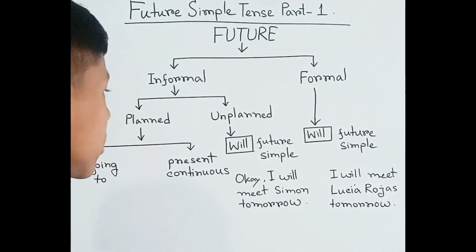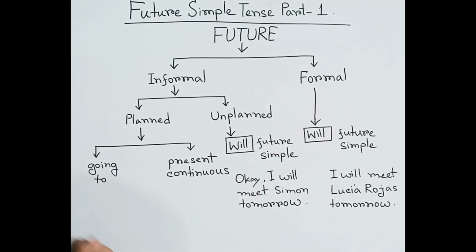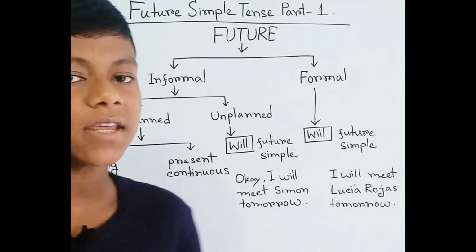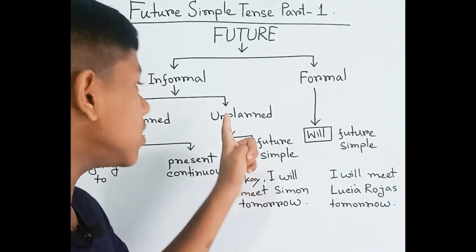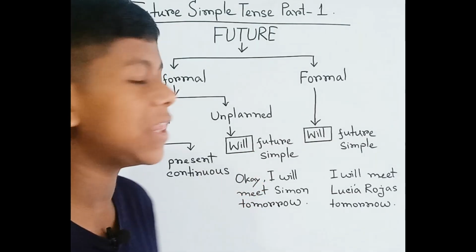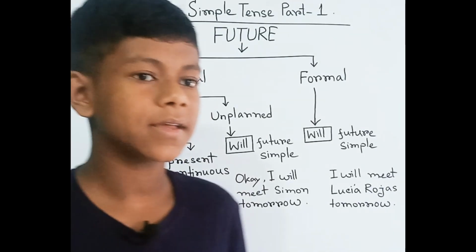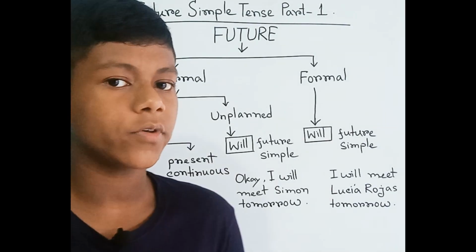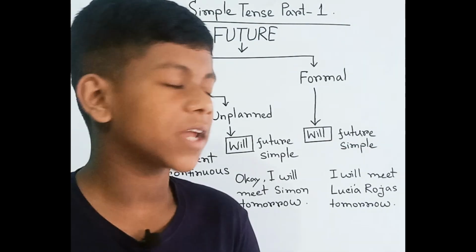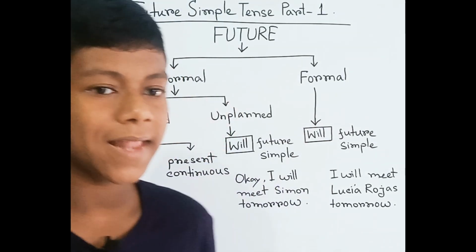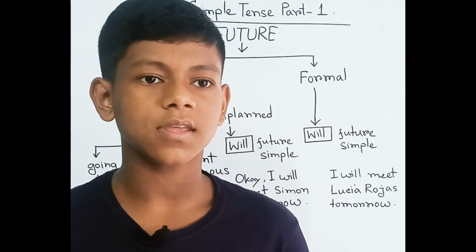Okay, so we have already understood the planned part in informal. Now you will understand the next section, which is unplanned in informal. In this unplanned section, we get one part here, that is will. Why will? Let me give you an explanation, an example, by which you can understand. We generally use will during the unplanned.